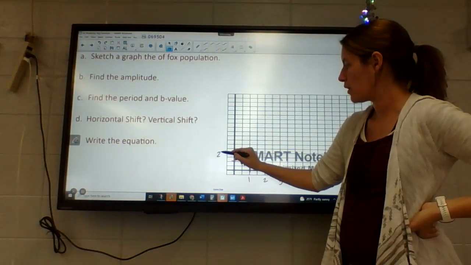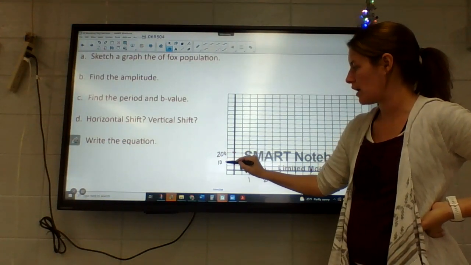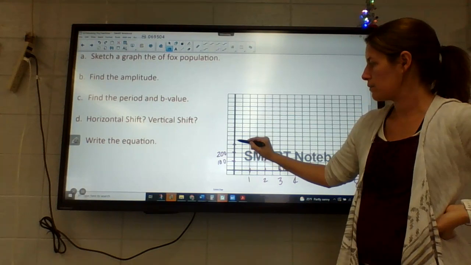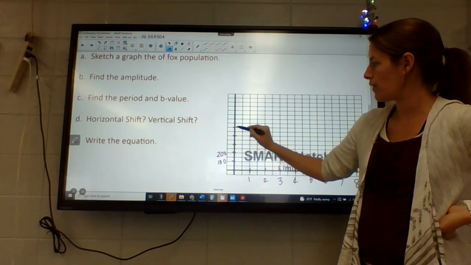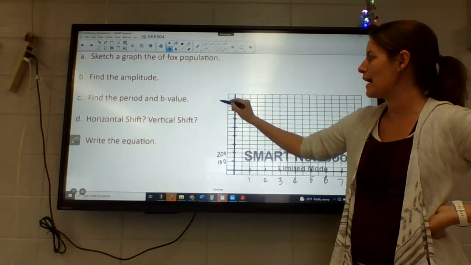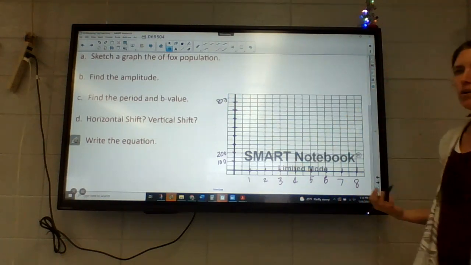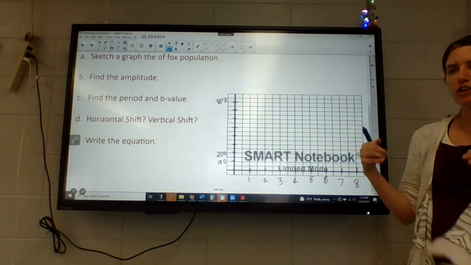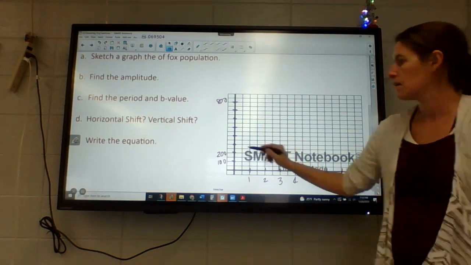So if this is 200, so every 2 is 100. 3, 4, 5, 6, 7, 8. I know that's as high as I have to go, so I don't need to go any higher. So I'm trying to use as much of my graph as I possibly can.